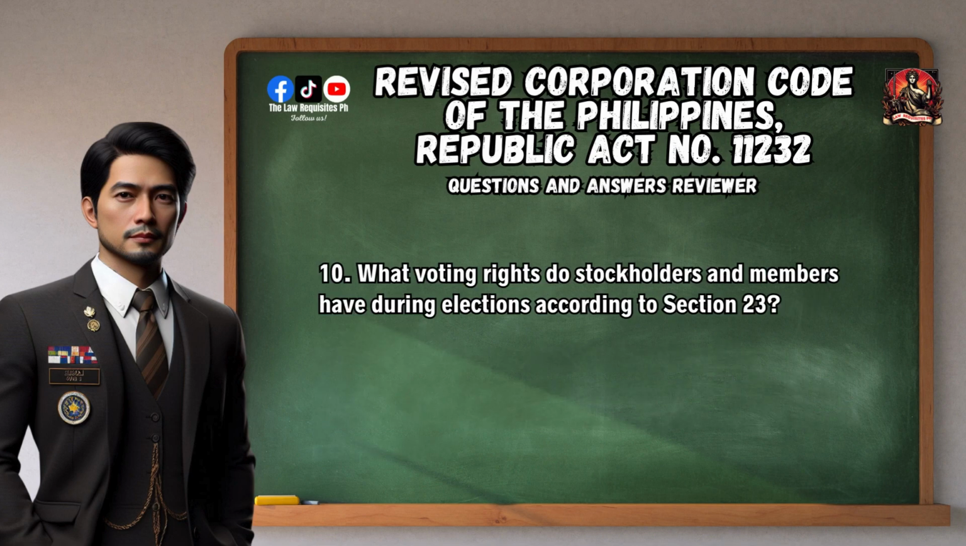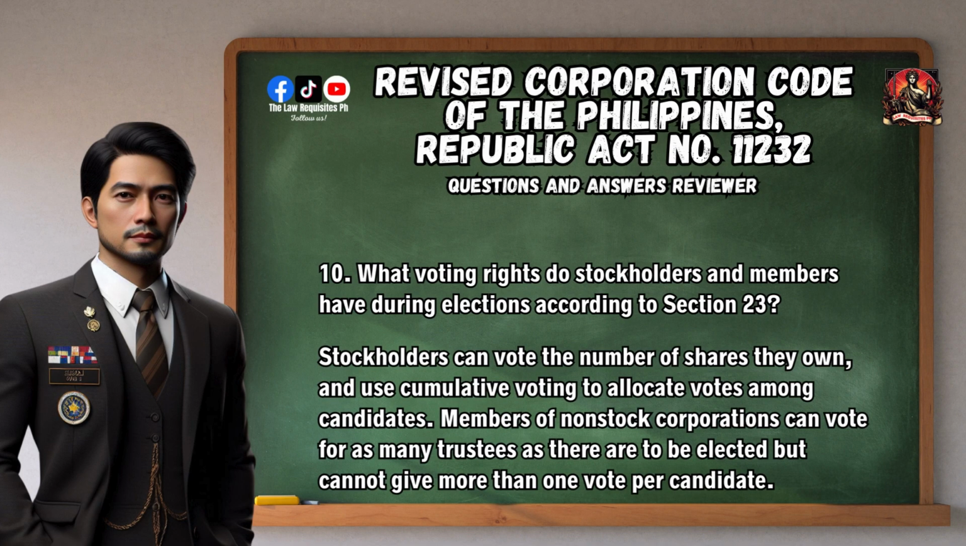10. What voting rights do stockholders and members have during elections according to Section 23? Stockholders can vote the number of shares they own, and use cumulative voting to allocate votes among candidates. Members of non-stock corporations can vote for as many trustees as there are to be elected but cannot give more than one vote per candidate.